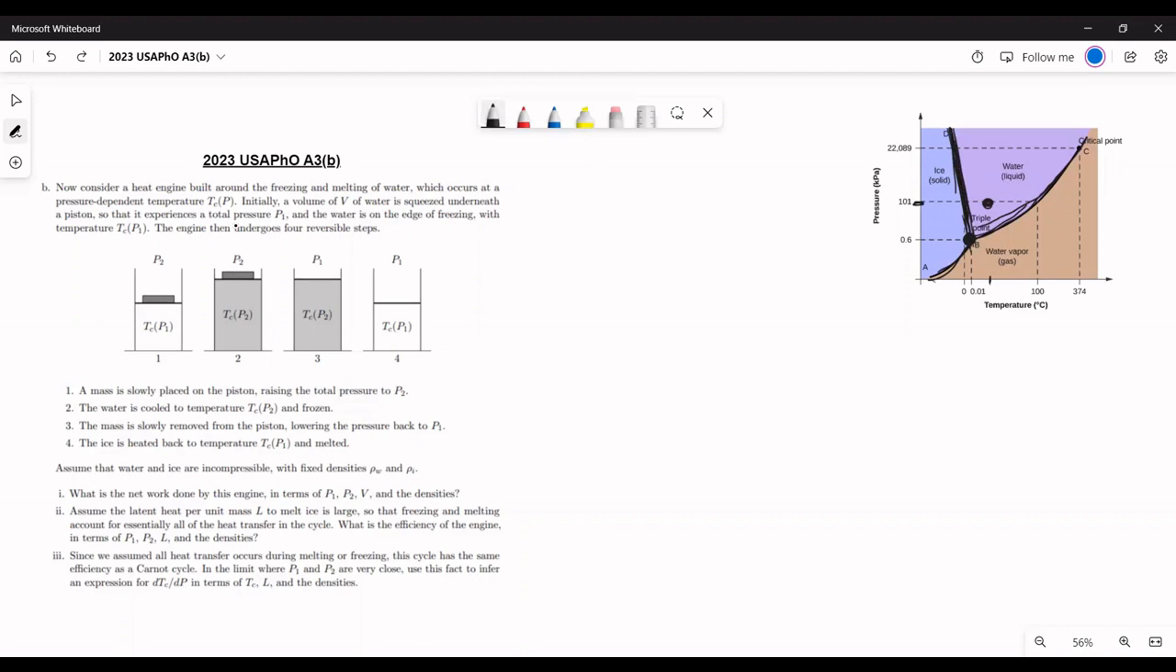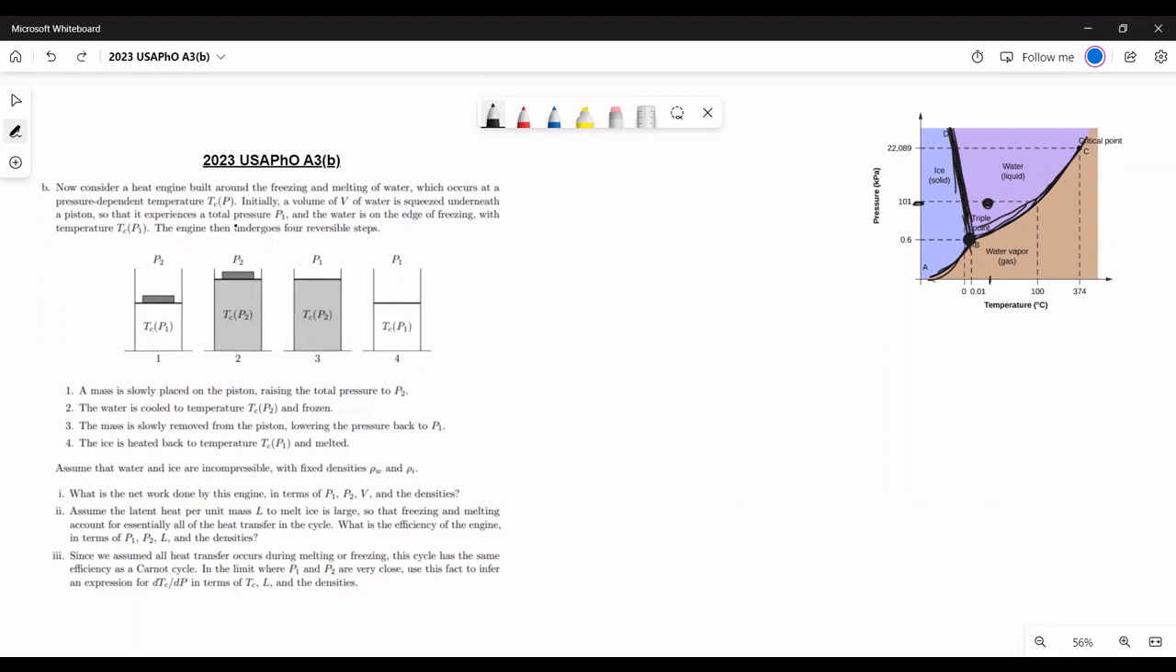And in this step, the volume of the system is actually going to change because ice is less dense than water. So as we freeze the substance, which is water, we're going to have the substance expand. And so this is why in step two, it looks like there's more volume here than step one. So then in step three, we have the mass slowly removed from the piston, lowering the pressure back to P1. And this, once again, similarly to step one, just changes the pressure without changing the temperature. And then finally, in step four, the ice is heated back to temperature Tc at P1 and then melted. So you can see that since ice is less dense than water, melting the ice is going to correspond to a decrease in volume, and that's why there's less volume here than here.